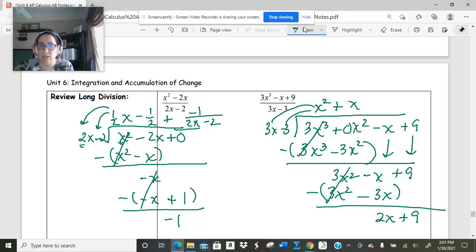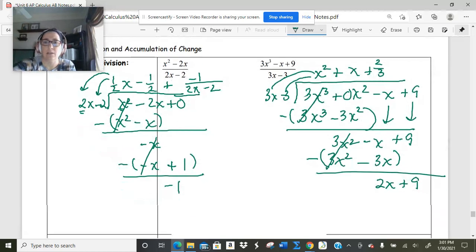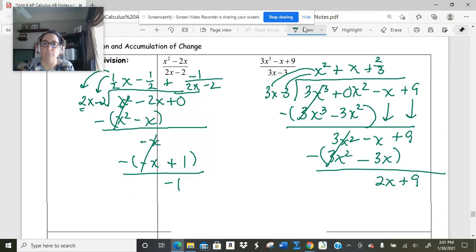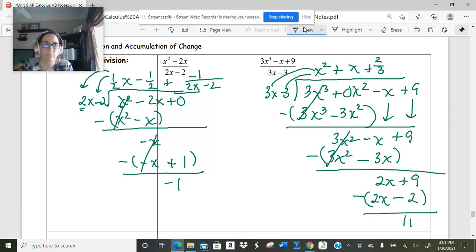Now this one's kind of gross. This one I need to multiply by a 2/3 by that 3 in order to get to the 2, and I don't need to multiply any more x's. So we can see this is going to be our last one. So here I get 2x minus 2, subtract that, and I get 11. So now this would be plus 11 over 3x minus 3.